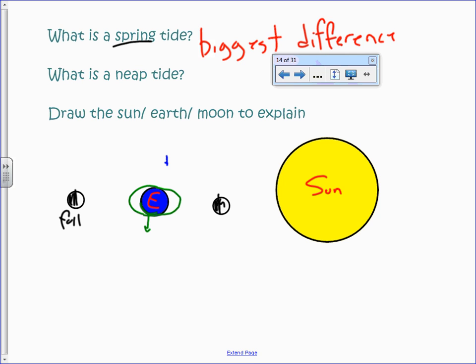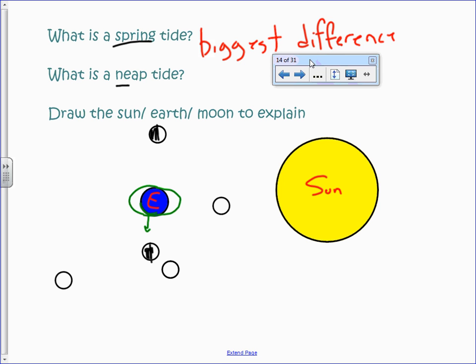I don't know why they're called spring tides and neap tides. It's not that they happen in the spring, but just think of it as springing is jumping and leaping, and so it's got a big difference. And so then the neap tides are going to happen when the moon is over here and the sun, or if the moon is over here. Whoops. Okay. Looks like there's some extra moons there. All right, we're just going to leave those moons there.